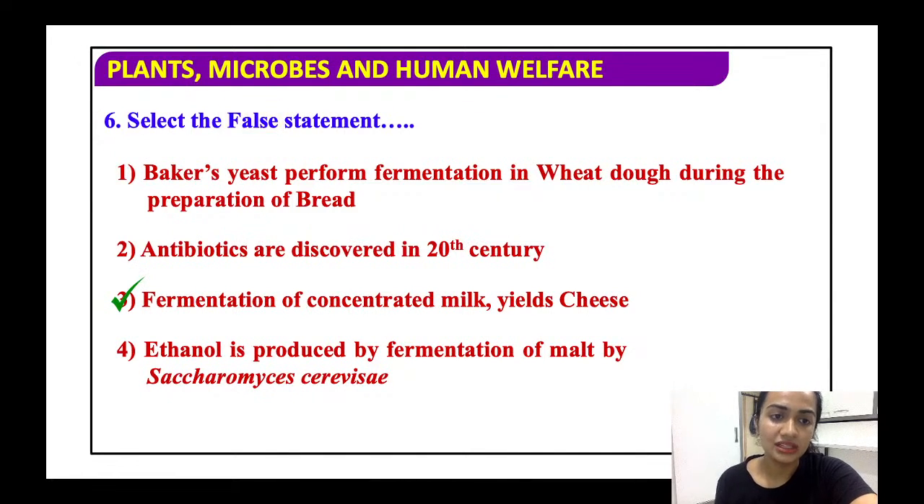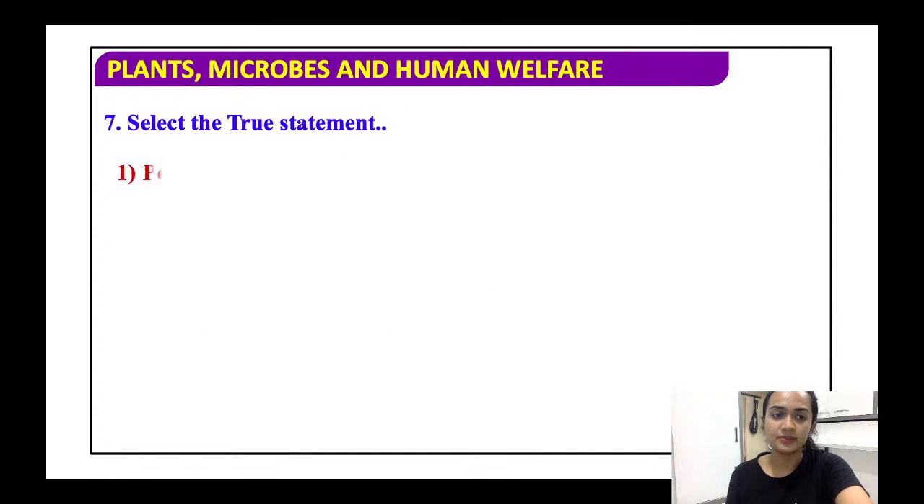So in this, your correct answer is that fermentation of concentrated milk yields cheese. That is your false statement because it is not just fermentation. Basically, cheese undergoes a lot of processes. At the start, first you have to curdle the milk. Then you have to remove the whey. So after the milk curdles, that is not your concentrated milk. Then it has to also undergo the process of ripening. So all these steps lead to cheese.